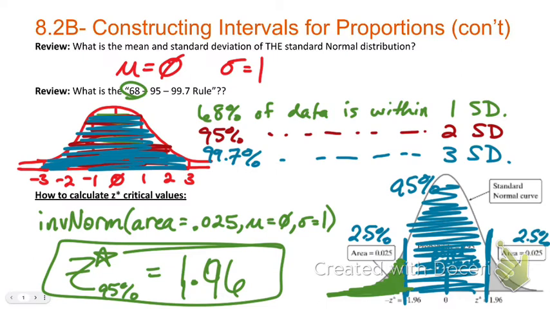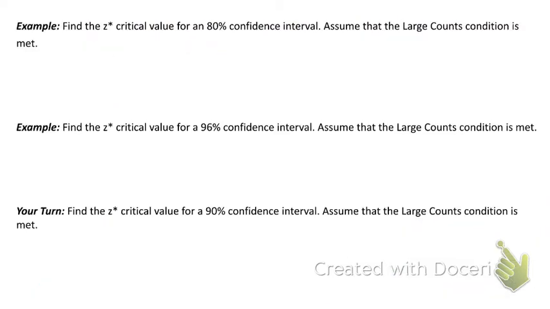Okay, let's practice finding some other Z-star critical values. Again, I promise you guys that once you know the Z-star critical value for a certain percent, it will never change, but I don't expect you to memorize them all. Because at any moment, I could throw a different percentage at you. So you got to know how to do it, but just know that 95% is pretty common. That one you use a lot.